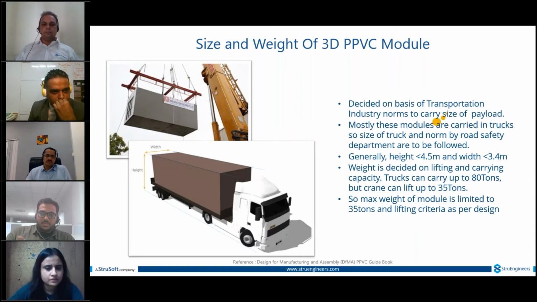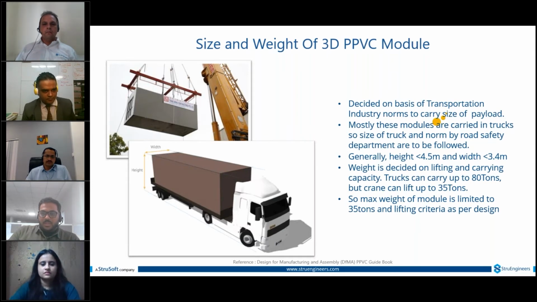Trucks have some size restrictions: the size of the module should be less than 4.5 in height and 3.4 in width. The truck can carry about 80 tons, but the lifting is done by cranes. The maximum crane capacity available internationally for the modules is 35 tons. So the restriction while designing the module was 35 tons. We have to not go beyond 35 tons.